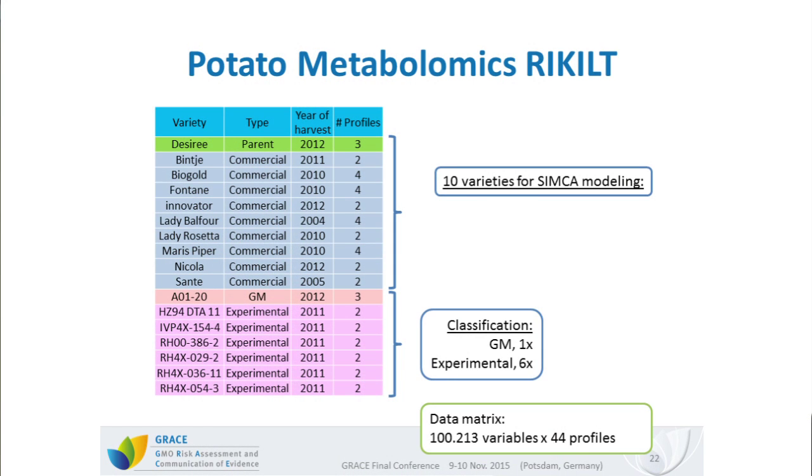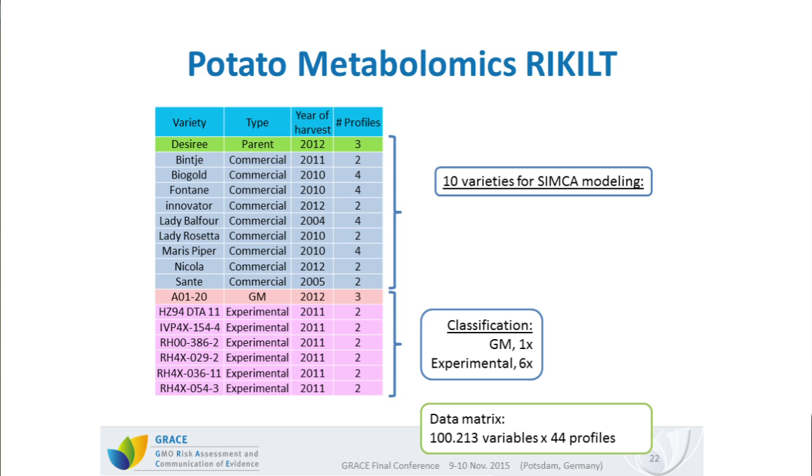So this is one example of how the model is constructed and how it works in practice. In this case, we had potato metabolomics data, and here we had 10 varieties to make the model. The one is the parent variety, which is a commercially available variety, and we had 9 additional commercially available varieties to build the model. Then for classification, we had 7 varieties: 1 GM variety, and also 6 additional experimental varieties. Here I should indicate that these experimental varieties were considered fit for human consumption, but they are not on the market yet.